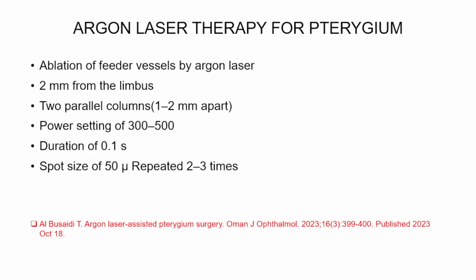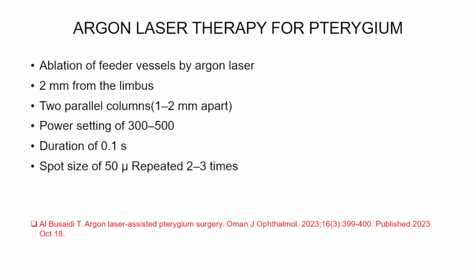And what about argon laser therapy for pterygium? There is a publication on argon laser therapy for pterygium, where the laser is applied to the feeder vessel of the pterygium, 2 millimeters from the limbus in two parallel columns for the anterior ciliary artery, and the setting is as mentioned here. It causes regression of the pterygium, a reduction in its size. Any photos from the article? No, ma'am, there were no photos. Okay, because I didn't read about it, I don't know if they published without any photographs.